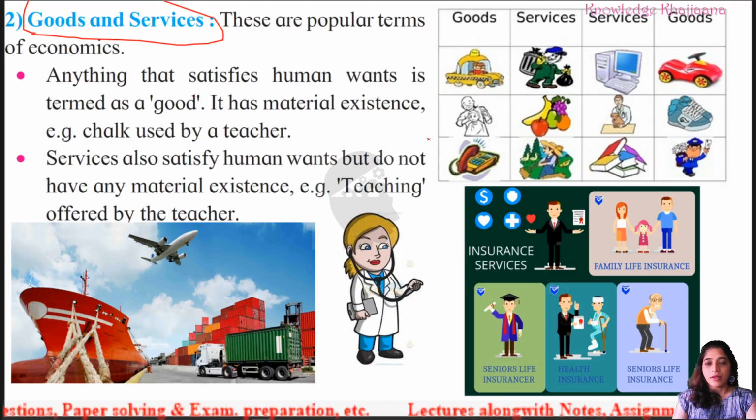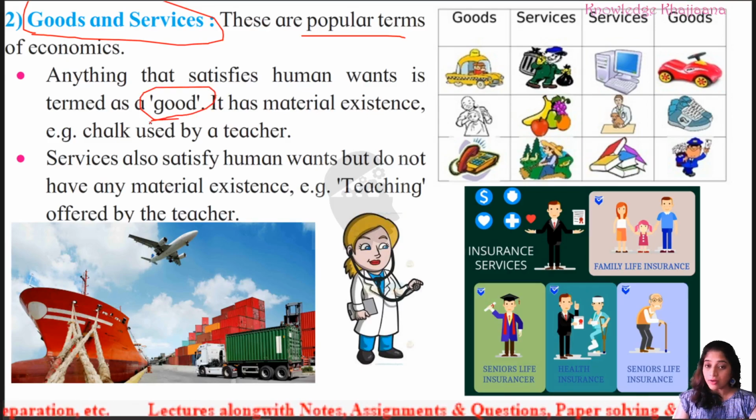Goods and services are popular terms of economics. Anything that satisfies human wants is termed as a good. What is meant by good? Whatever satisfies our human want. Until you entered the commerce field, you used to call goods simply things or materials. But now that you have entered the commerce field, you will call the same thing goods or commodities.